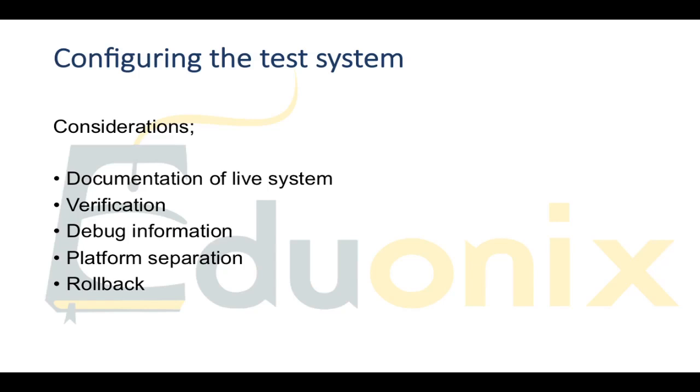So debug information. It's a good idea to have as much debug running as you can, hardware providing anyway, because if you were to encounter an error, there's no saying that you would be able to reproduce that error again in the future. So if you've got some debug log running, you'll capture an error there and then, and you can interrogate it immediately. And platform separation.